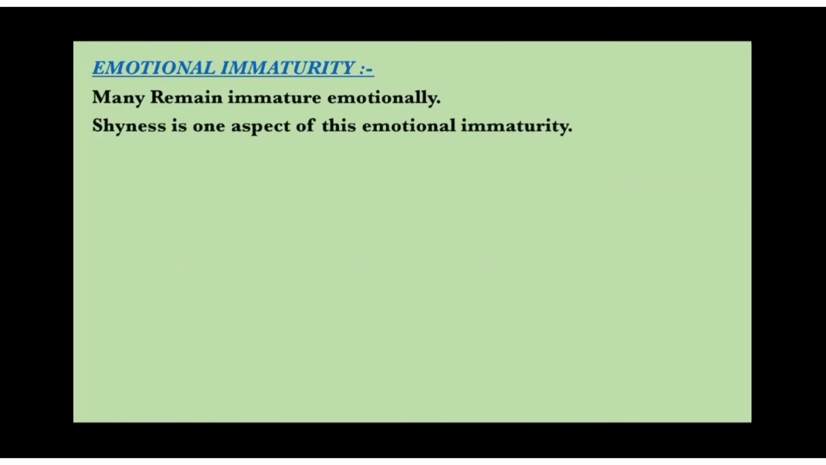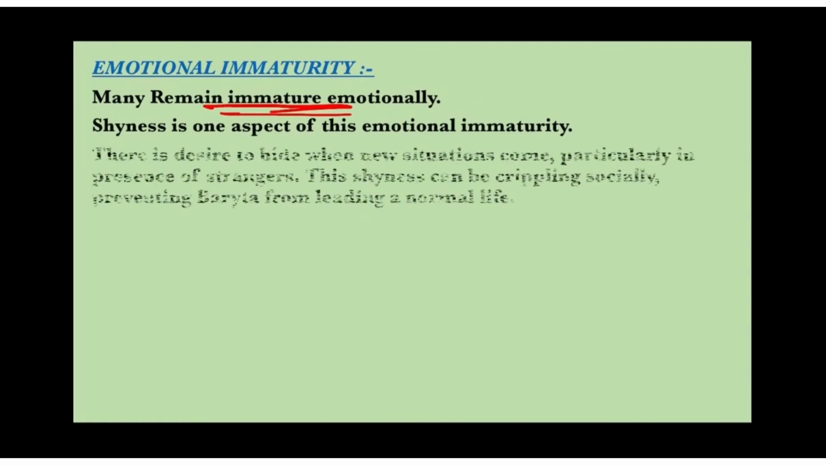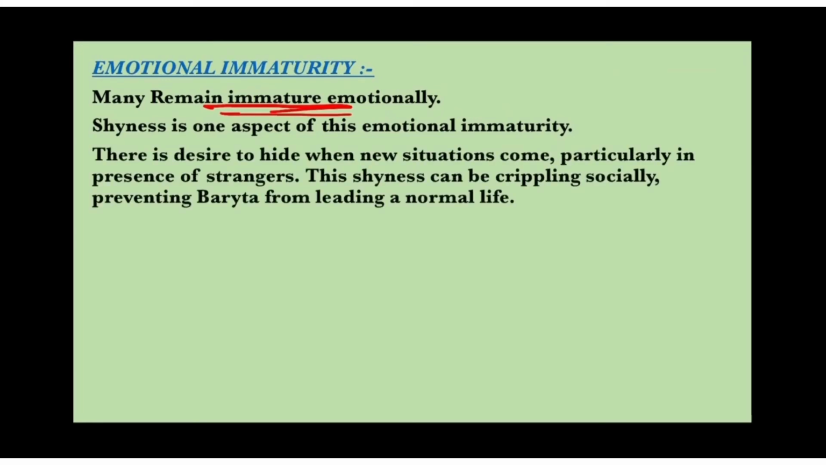Emotional immaturity. So this is the emotional immaturity symptom. Many remain immature emotionally, so they don't grow up being mature there. Emotionally they are immature. So shyness is one aspect of this emotional immaturity. There is a desire to hide when new situations come, particularly in the presence of strangers. So whenever there are strangers, there is a kind of desire to hide.